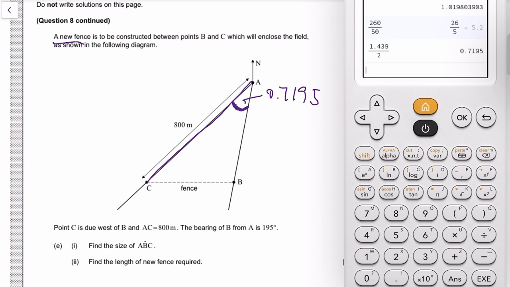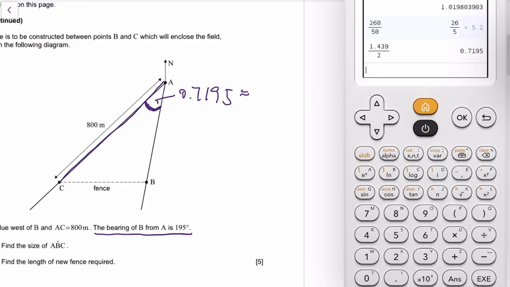And then we're given that the bearing of B from A is 195 degrees. So the question has suddenly changed to degrees. It's extremely rare that bearings are given in radians. So change radians to degrees, times 180 divided by pi. So this is actually 41.22 degrees.